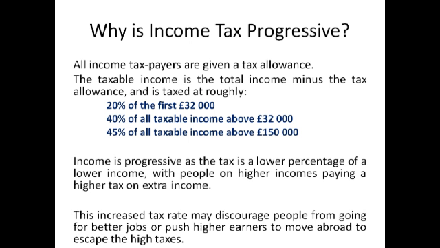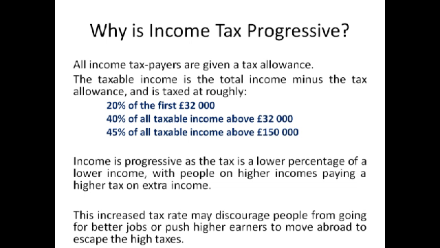The current tax allowance is about £9,000. This means that nobody has to pay tax on the first £9,000 that they earn. Any money earned after this is taxed by the government, with 20% of the first £32,000 being taken by the government, and 40% of all taxable income above £32,000 being taken by the government up to £150,000, at which point 45% of all taxable income is taken away.